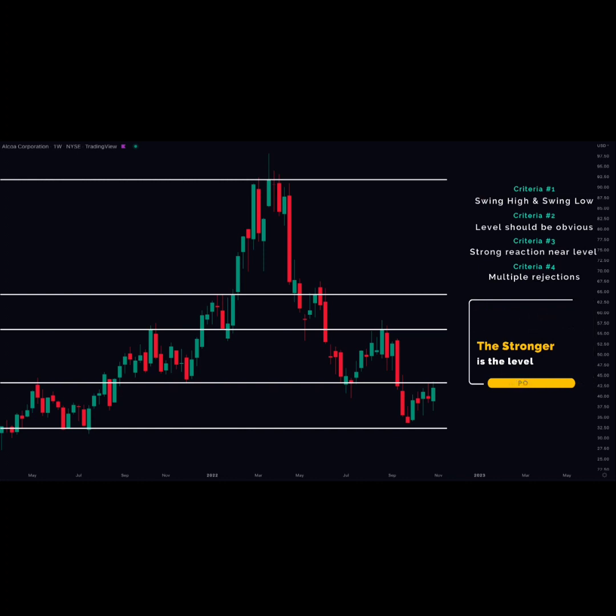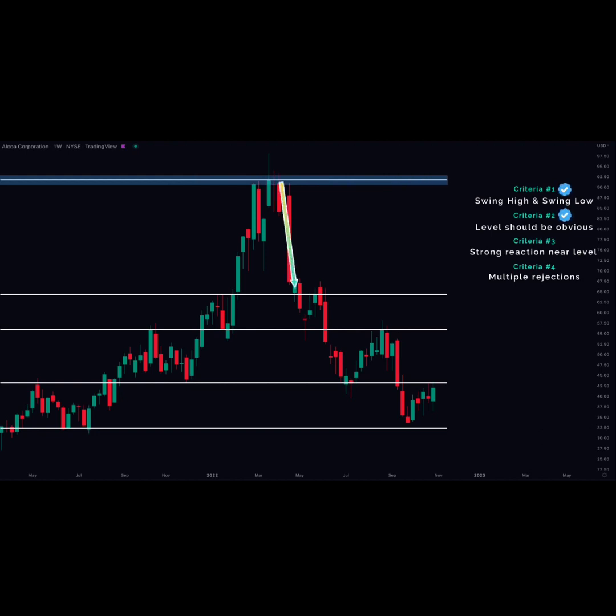Our first criterion is always respected because we use it to draw our levels, so let's put a check mark on it. We can see here that the first level is an obvious one. Also, check the quick and strong price action rejecting the level, confirming the third condition. Multiple rejections can be seen here too, making this level a strong one since it respects all our criteria.